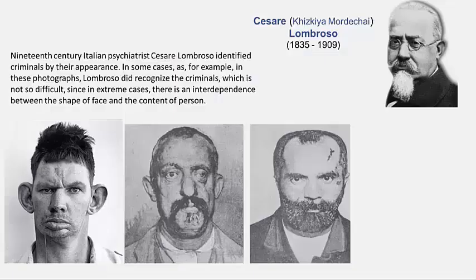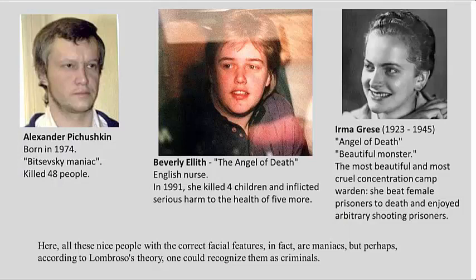The 19th-century Italian psychiatrist Cesare Lombroso identified criminals by their appearance. In some cases, as for example in these photographs, Lombroso did recognize the criminals, which is not so difficult, since in extreme cases there is an interdependence between the shape of the face and the content of the person. Here, all these nice people with the correct facial features are, in fact, maniacs, but perhaps, according to Lombroso's theory, one could recognize them as criminals.